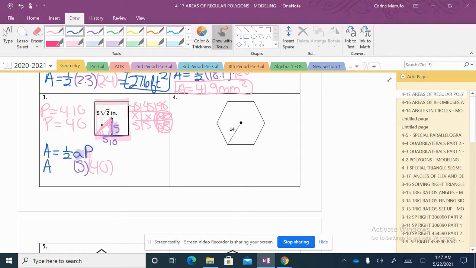Everything else stays the same. Area equals 1/2 times 5 times 40, and that gives me 100. Our units are inches squared.